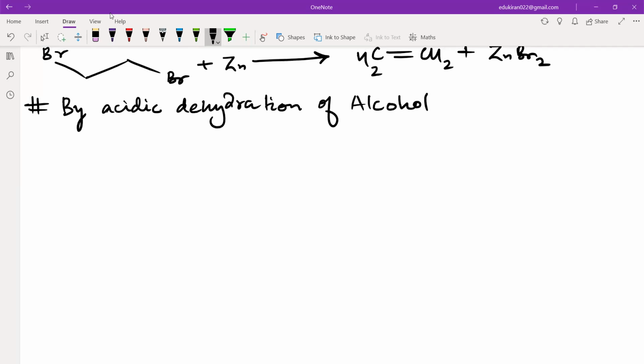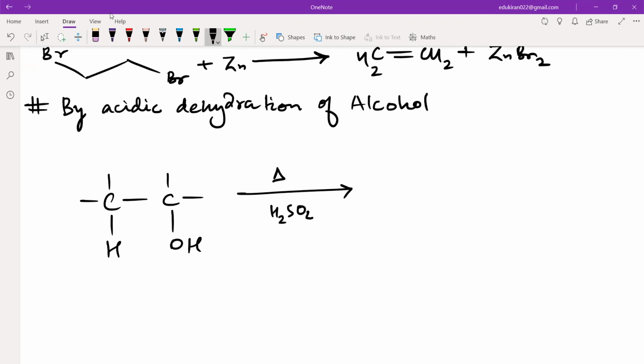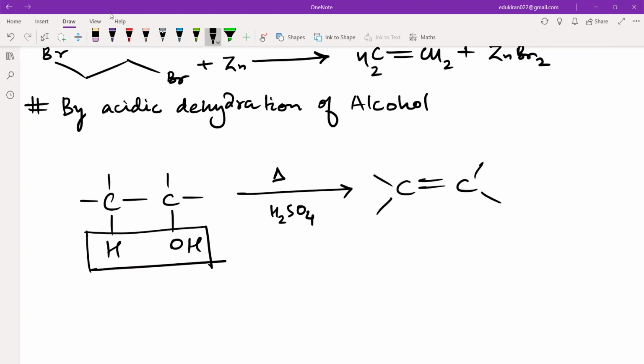Now, this is very similar to what we did with alkyl halides. We need alcohols with the alpha hydrogen. It should have H. And then when we react this with some heat and H2SO4, water will be removed and you will be forming a C double bond C. So you form alkene from alcohol, and those alcohols should have a beta hydrogen.